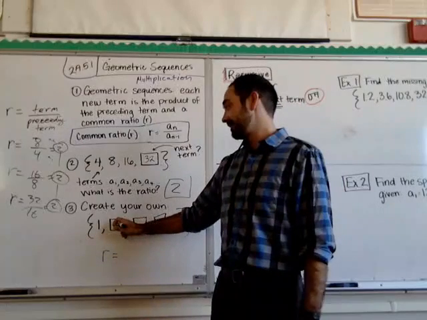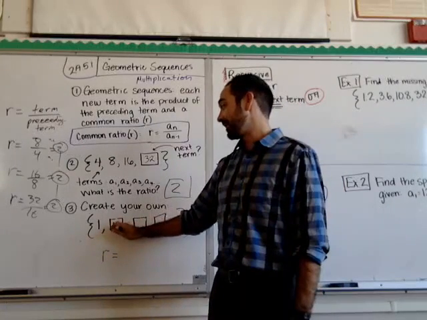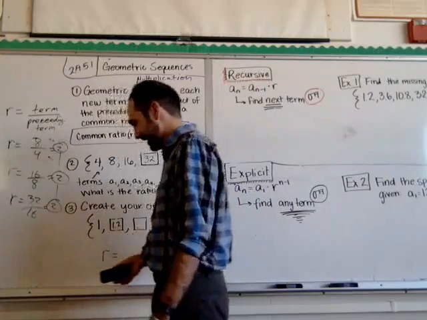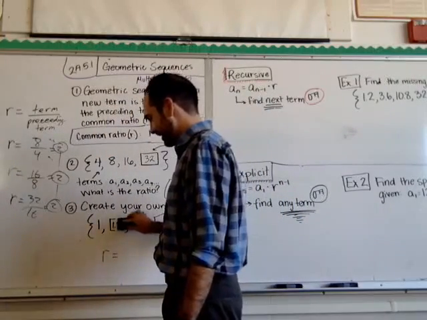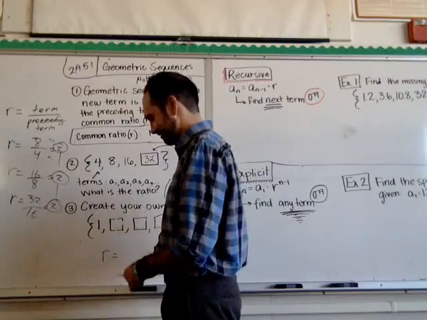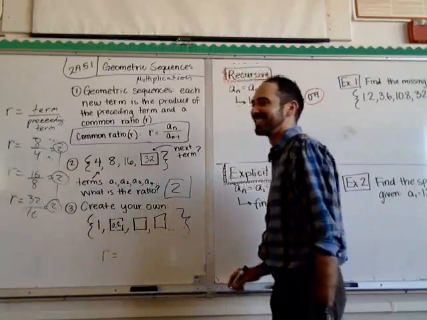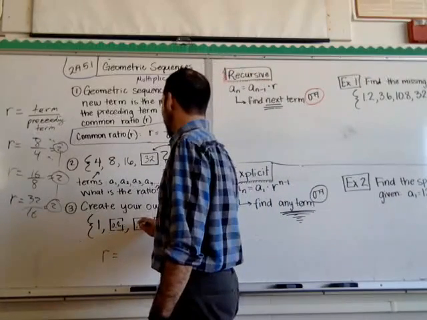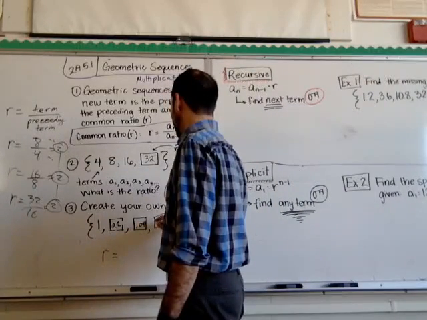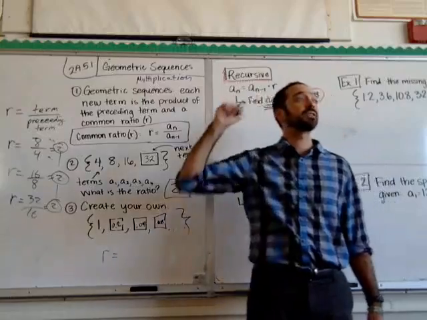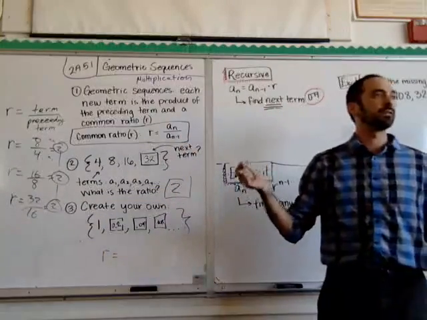So, 1, 0.2, then 0.04, and then 0.008. All right. First, can anybody see it? Can anybody intuitively just see it without having to do the fraction?